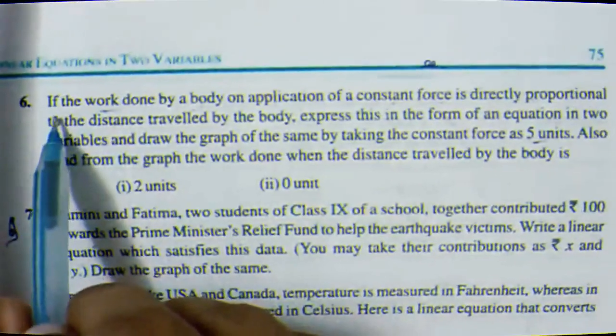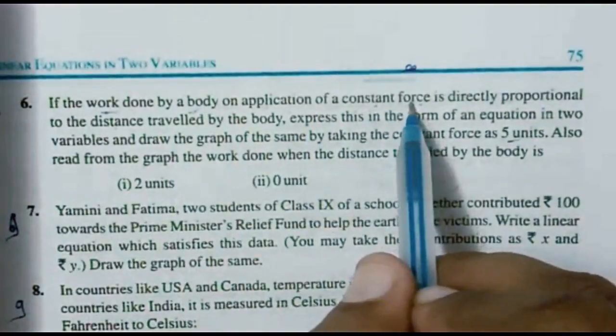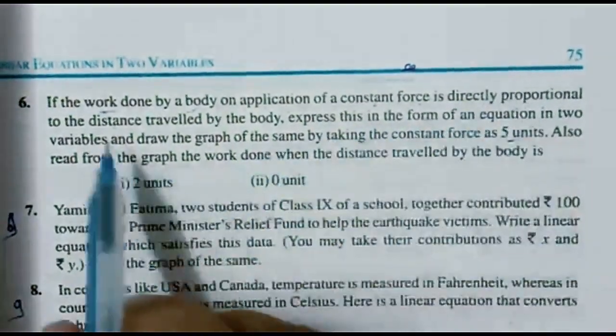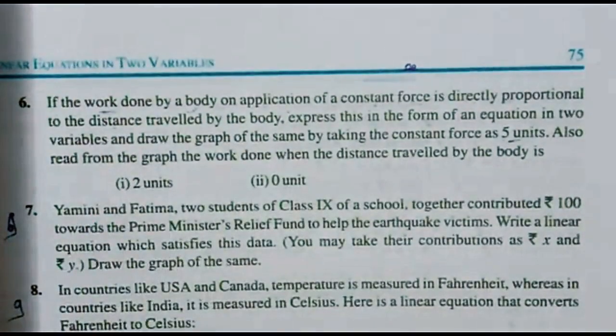Next question: if the work done by a body on application of a constant force is directly proportional to the distance traveled by the body. That means we are talking about three things here.